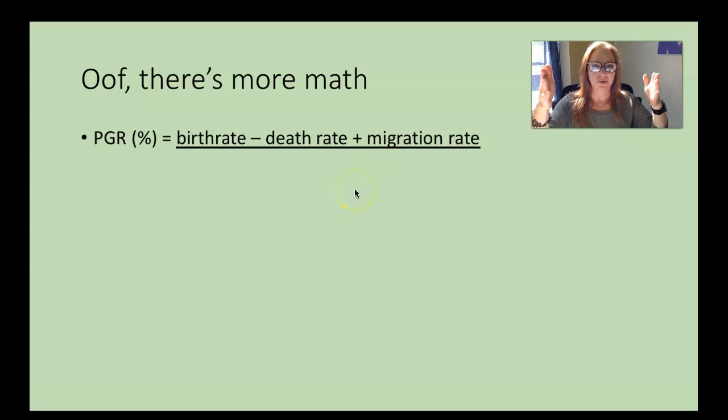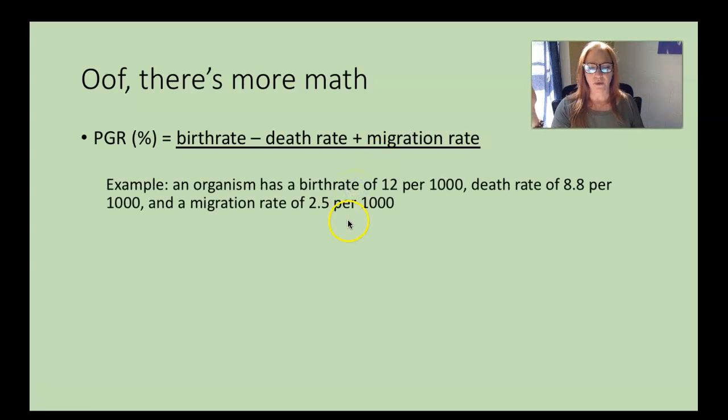How many change due to migration. And that's a whole other level, so we're not going to make you figure that out. And we talk about it in birth rate per thousand, death rate per thousand, migration rate per thousand individuals in a population. So for example, if we have an organism that has a birth rate of 12 per 1,000, that means that over a reproductive cycle, 12 babies are born for every 1,000 individuals in the population. Death rate is 8.8 per thousand, and migration rate is 2.5 per 1,000.